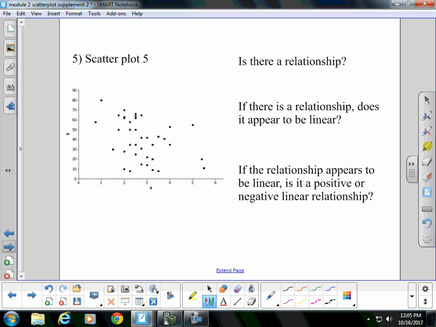Okay, 5 is very obvious. That's not a relationship, which means I cannot answer this question, and I cannot answer this question.